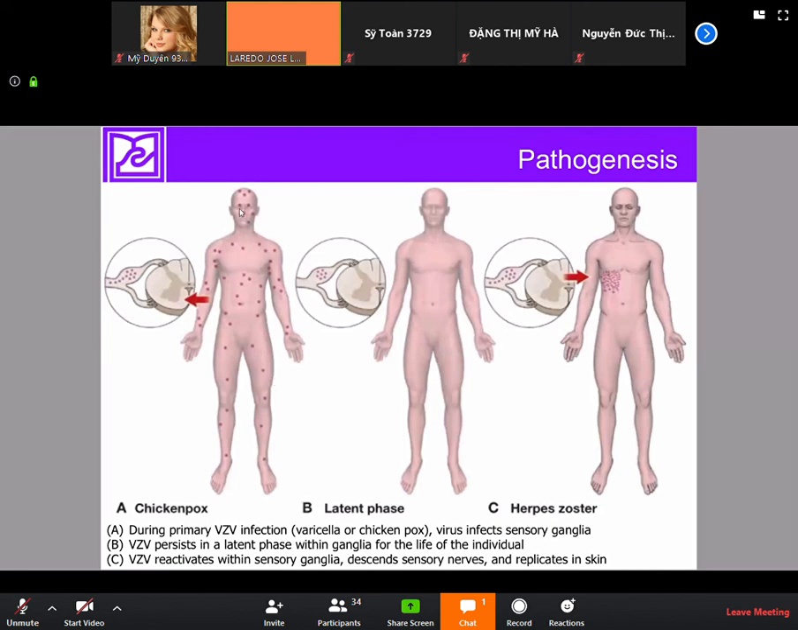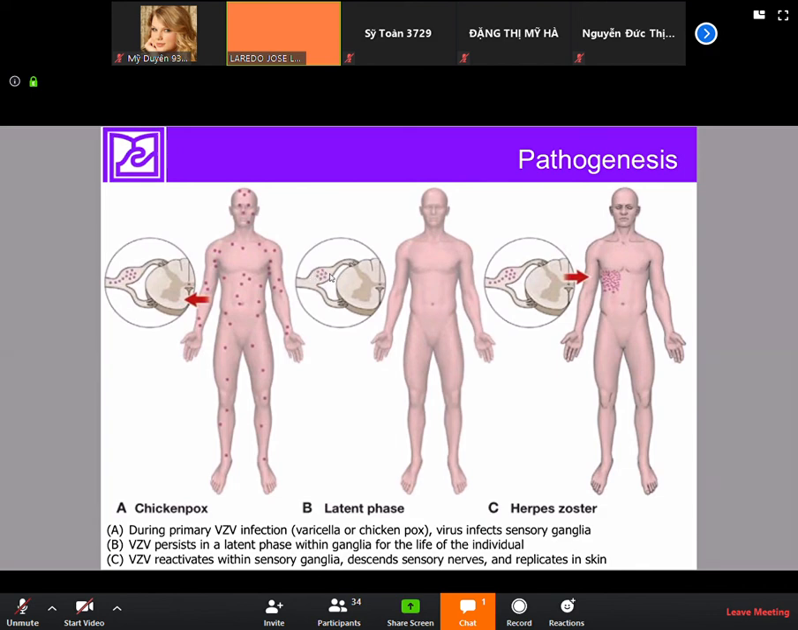So please, the pathogenesis of varicella. When we are exposed, we suffer varicella in the whole body. This is a child, and the rash is found in the whole body, very itchy. After a few days, the virus travels through the nerves and stays latent in the ganglion of the spinal cord, okay?